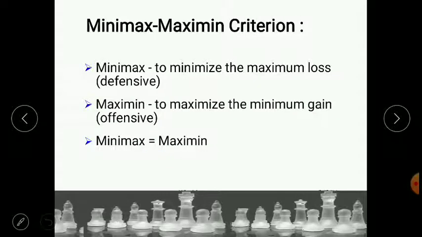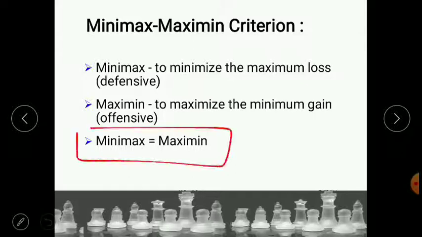Now, to conclude in a nutshell, minimax is to minimize the maximum loss, which is nothing but a defensive strategy, and maximin is to maximize the minimum gain, right? Please read this carefully. Maximin is to maximize the minimum gain, which is nothing but an offensive strategy. Now, in both terms, the minimax is equal to maximin. That is for sure, right?